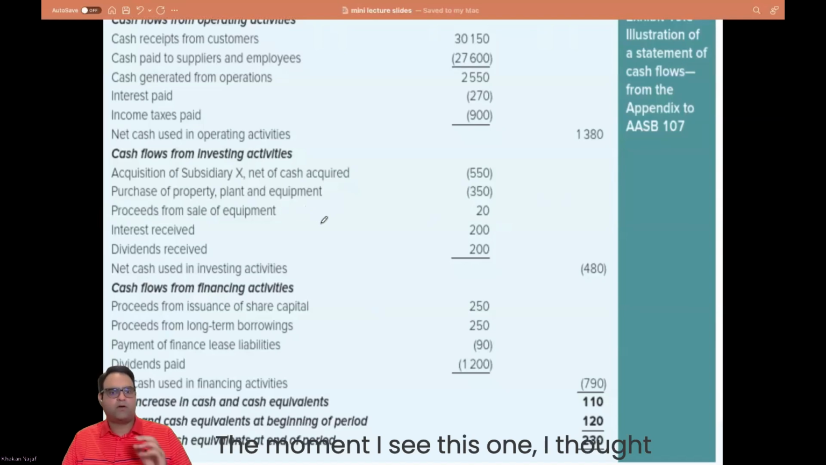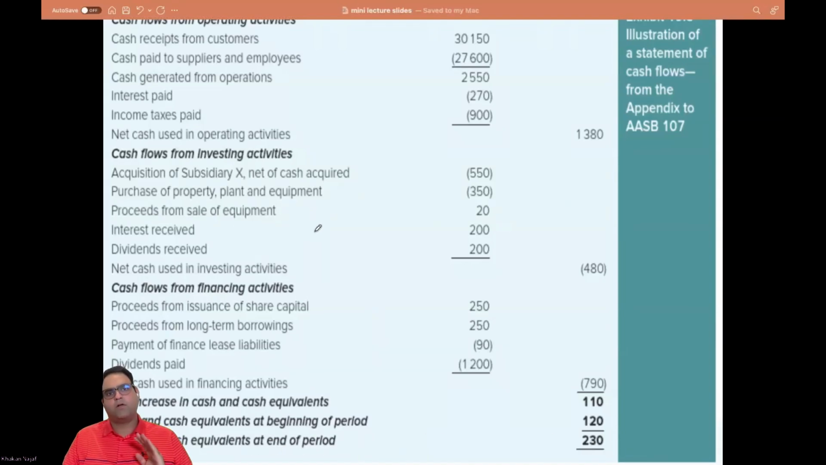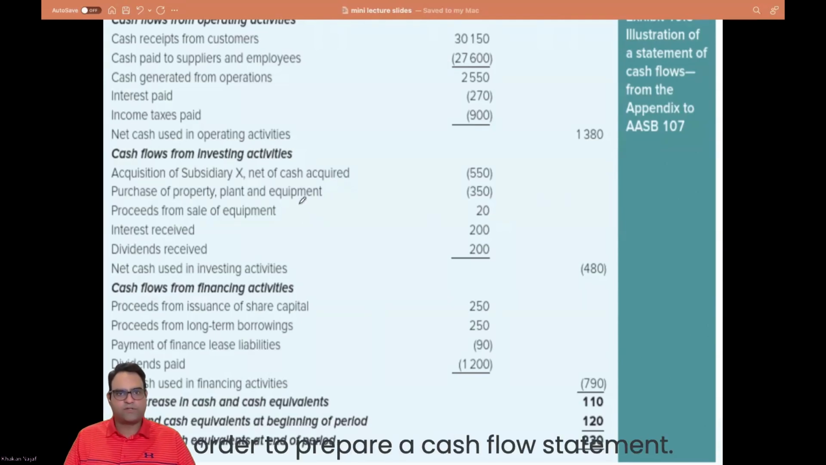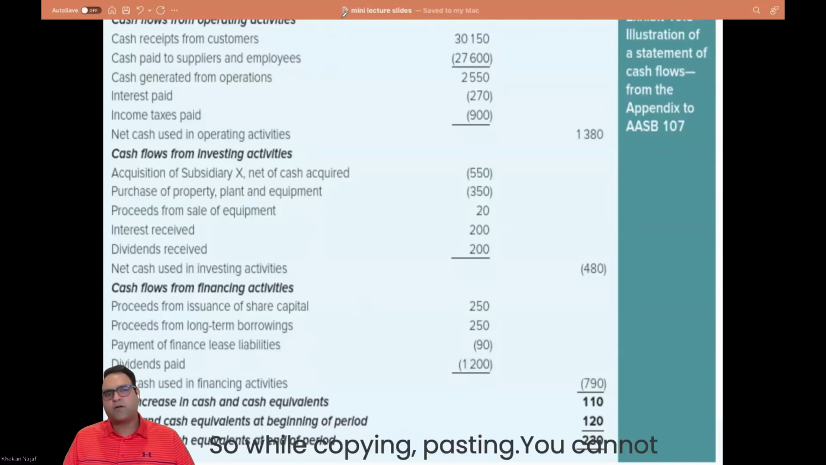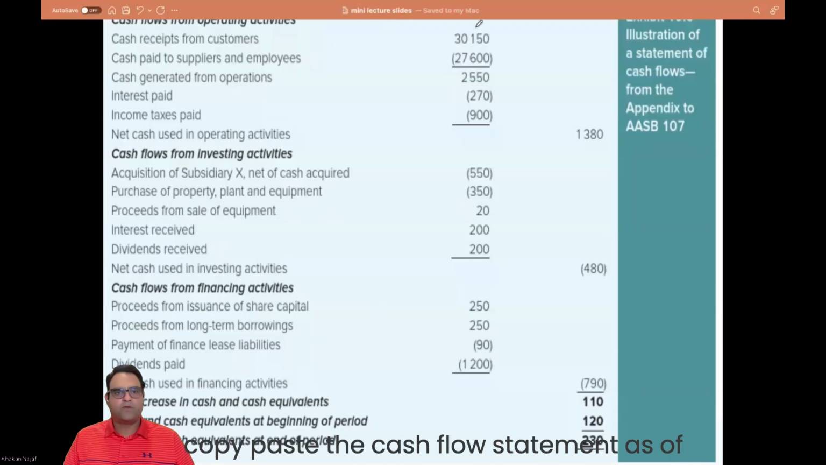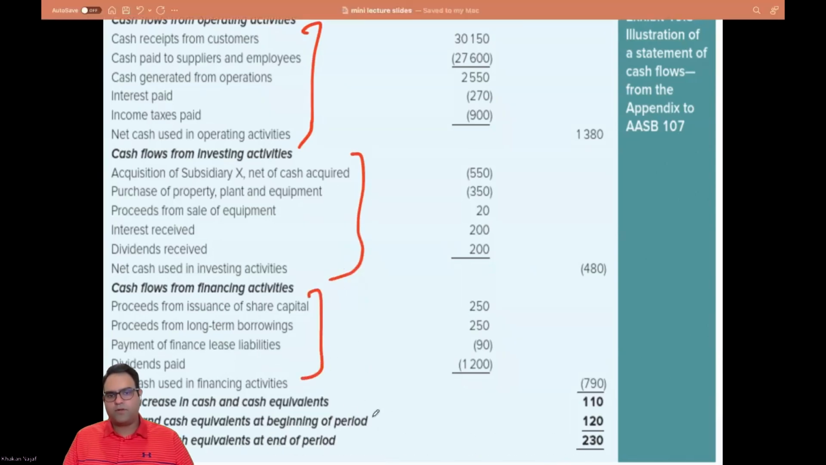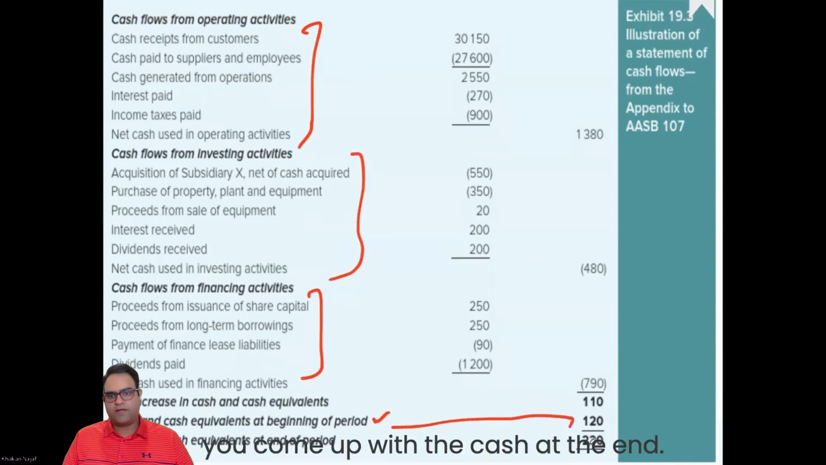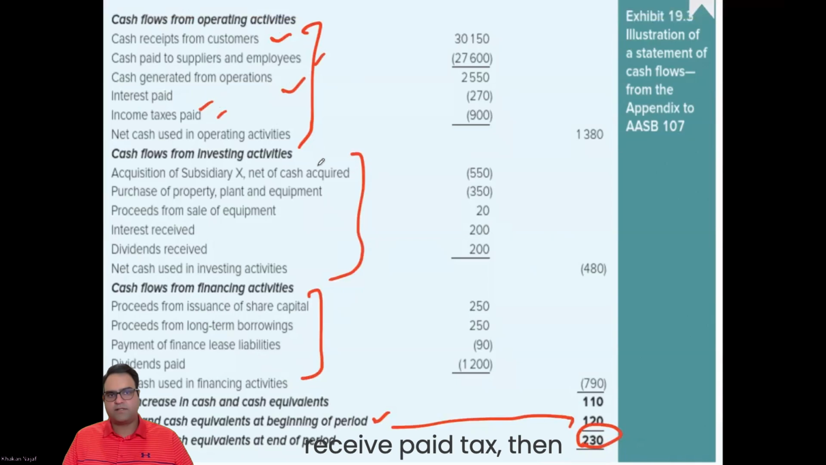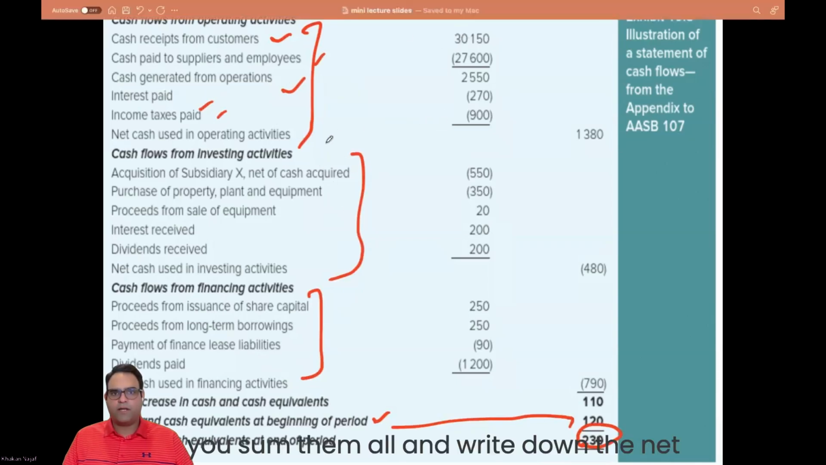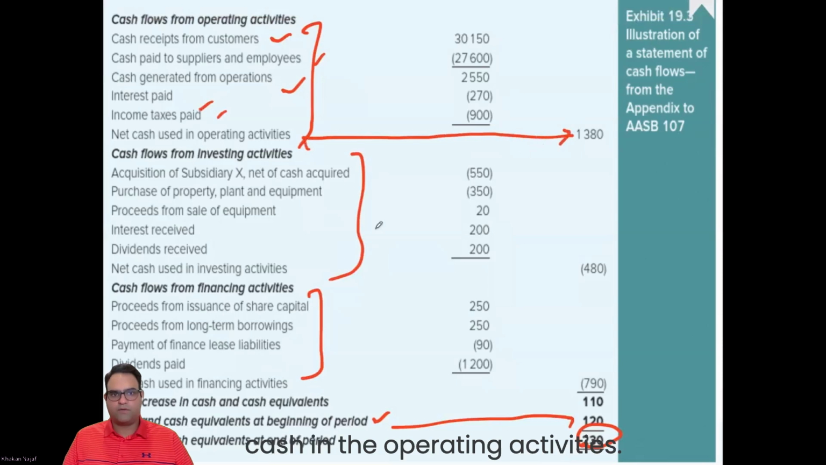The moment I saw this one, I thought, whoa, they almost list all the possible examples in order to prepare a cash flow statement. While copying and pasting, I could not copy the cash flow statement as of 2020 or whatsoever, but the main focus is this. Each activity is given some examples, and then they put the cash at the beginning and you come up with the cash at the end. For example, for the operating activities, you have customer receipts, employees, operations, interest receipt and payment, tax. Then you sum them all and write down the net cash from operating activities.